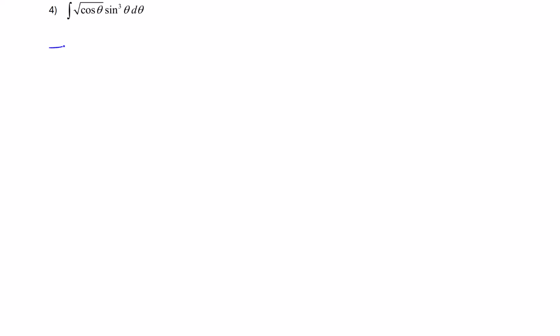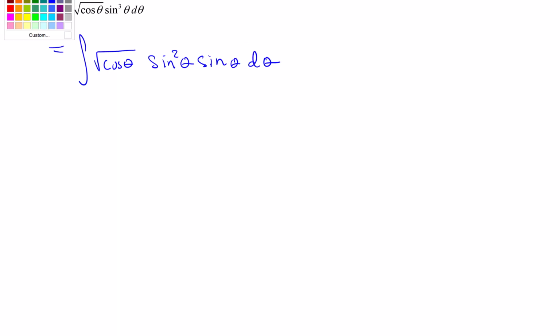So we're going to try that method. I'm going to take this and rewrite the integral as the square root of cosine theta. We're just going to leave that alone for a second. But then instead of sine cubed theta, we're going to rewrite that as sine squared theta times sine theta d theta. All right, so let me put some underlining in here to help indicate this. We're taking that sine cubed theta and splitting it up to be sine squared times sine.